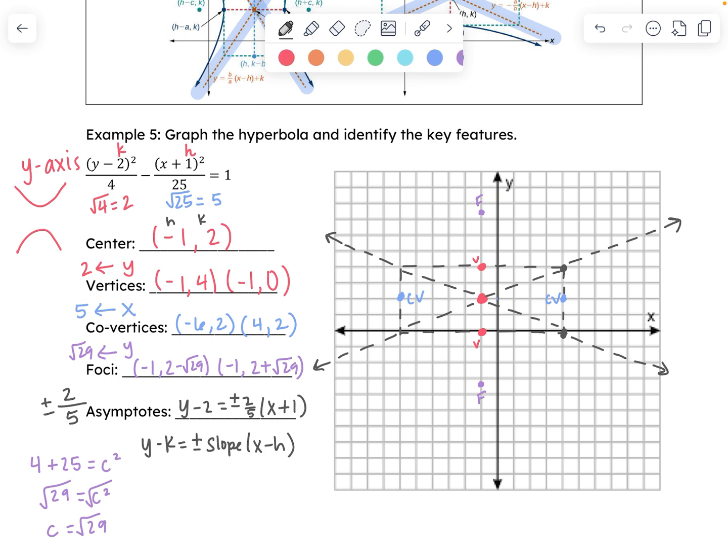Then the last thing to do is actually draw the hyperbolas. So I'm going to go from my vertices out to those asymptotes. So this one makes a real wide hyperbola. And there we go.